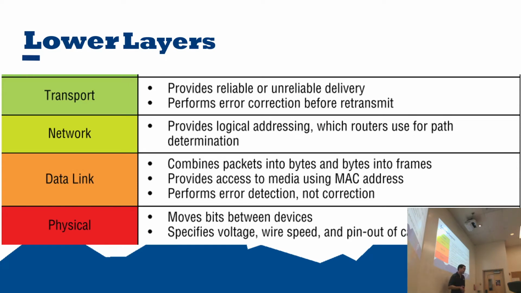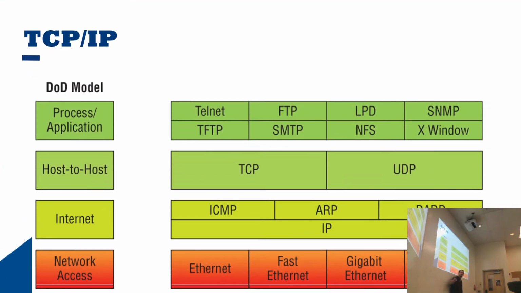I got the lower layers. Again, we went through these. Not going to go too much into them, but that's the OSI. All right. Of course, we shift over and talk about TCP/IP. Now, why is TCP/IP important? What does it do for us?